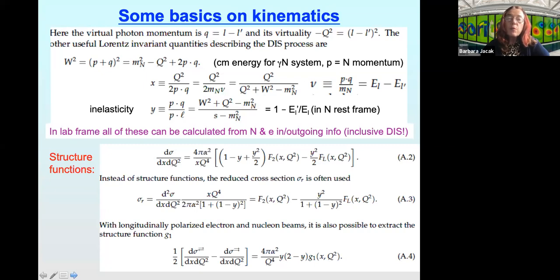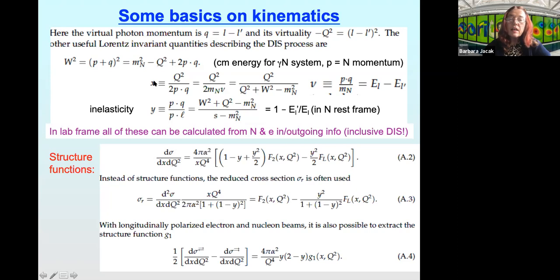So what happens? You exchange a virtual photon. Its momentum is Q, which is the difference of the momentum of the incoming and scattered electron. Its virtuality is the famous Q squared. Another very useful quantity is W squared. And W is basically the center of mass energy for the photon nucleon system. And so you can calculate that according to this equation here, where P is the nucleon momentum.